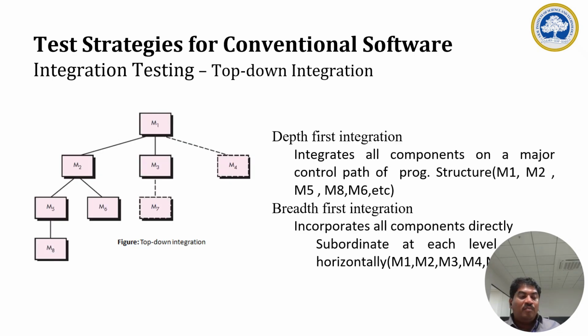So in the diagram, I am mentioning the top-down integration approach, one type of integration testing. The first one is top-down integration. Here we can do the integration in two types. One is depth first integration, the second one is breadth first integration. The depth first integration will do the integrating, connecting every module, module by module, from top to bottom in the vertical manner.